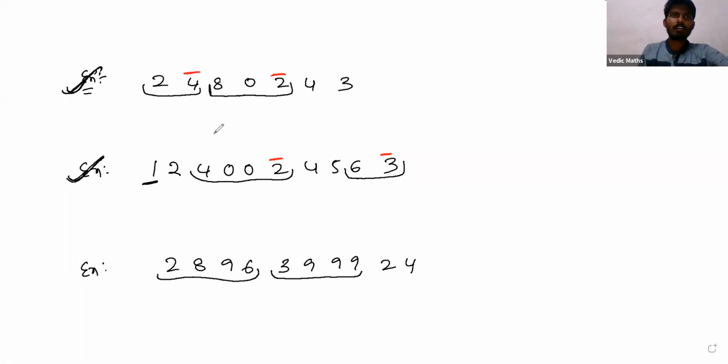Let us try to solve the problems now. For suppose 2, 4, 5, 2. So this is negative, this is negative, this is negative. I clearly mentioned that whenever you are selecting a negative digit, then we have to use Ekanyunena.